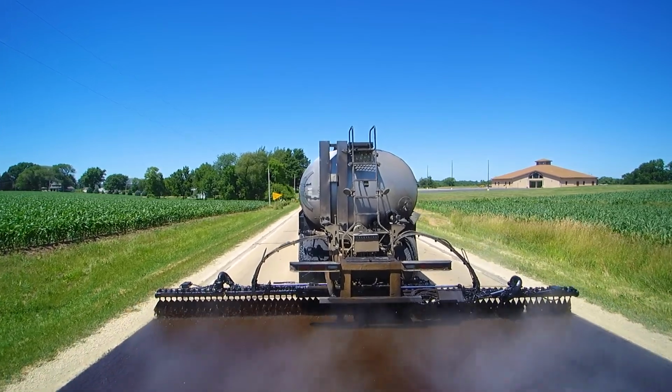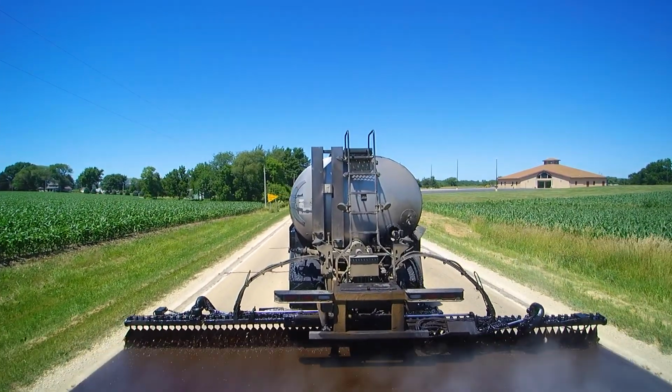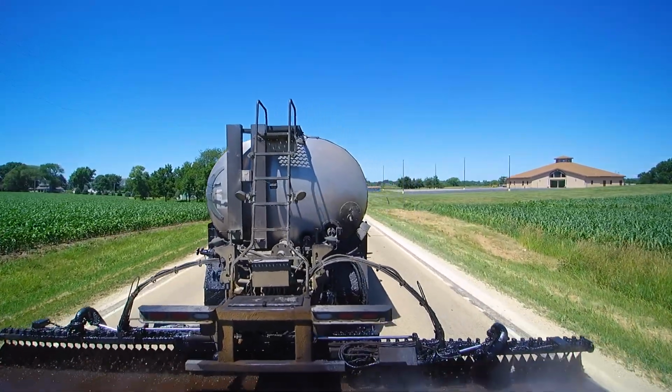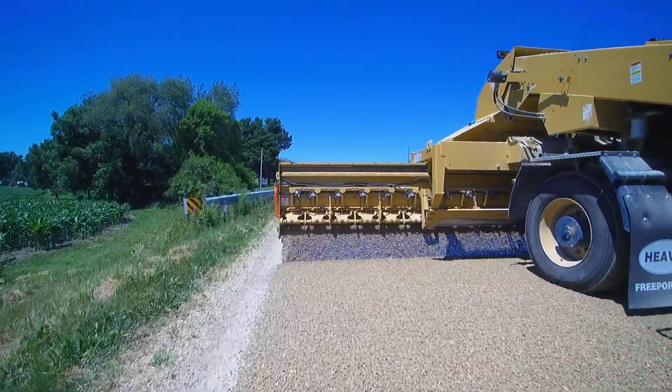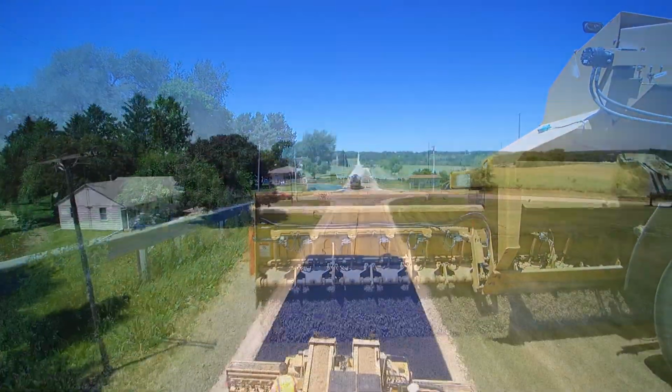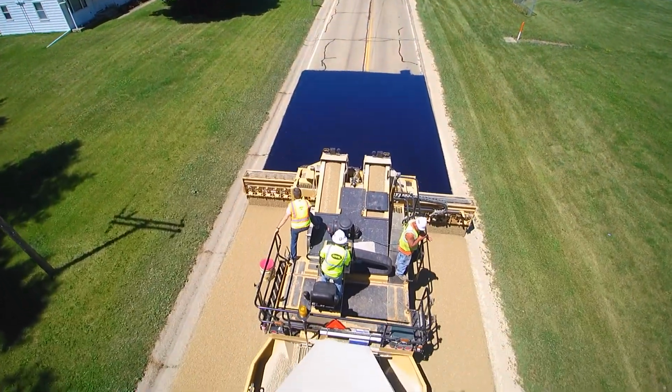In the chip seal process, the distributor covers the road surface with liquid asphalt, and then rock chips are spread evenly over the asphalt by the chip spreader to form a cost-effective new wear surface on the road.